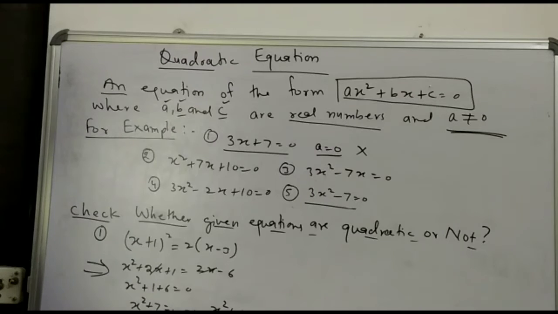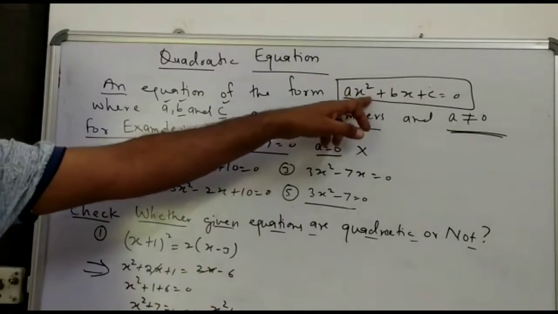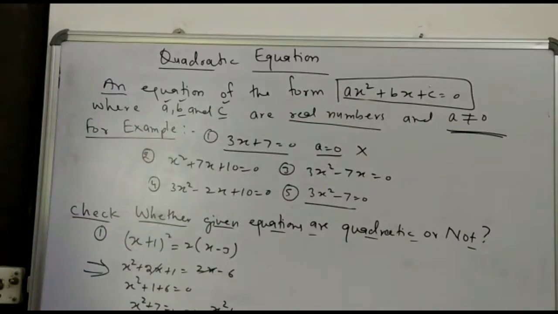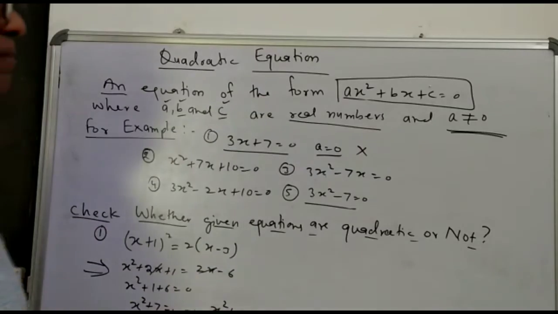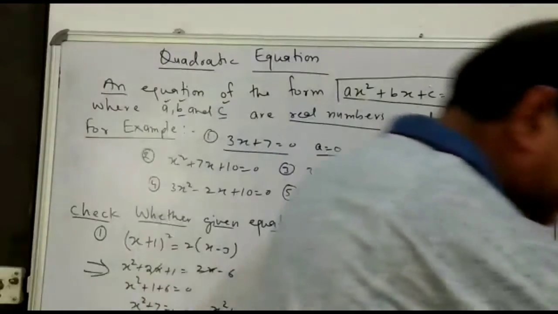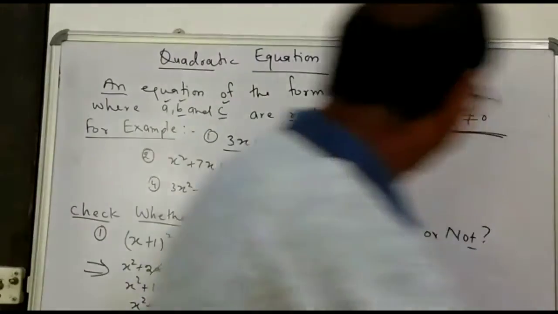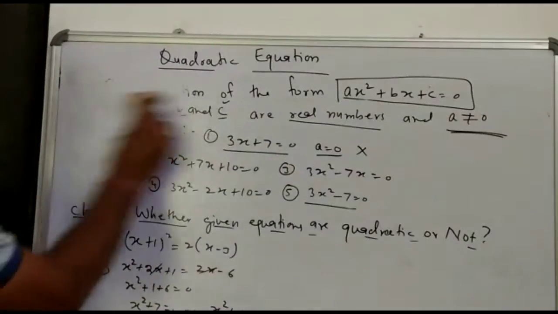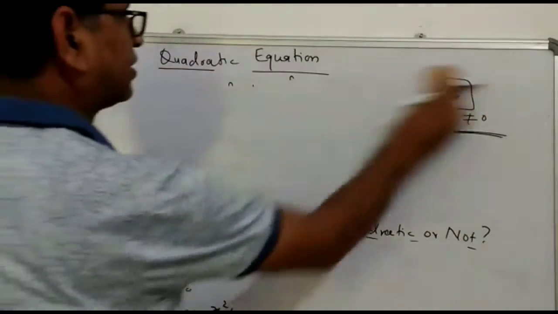Now what is the value of a? The value of a is 1, the value of b is 0 and the value of c is 7. So we can say that yes, it is a quadratic equation because it is in the form ax square plus bx plus c equals to 0. Now I am taking some more examples for this. Please look here.